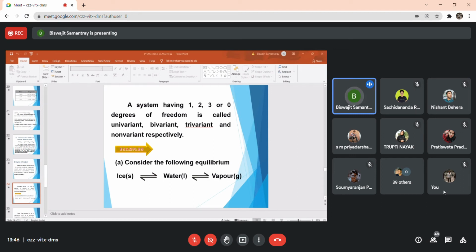Here you have ice, water, and vapor, all in equilibrium. Since all are in equilibrium, P is equal to 3, C is equal to 1, so F is equal to 0. So here I cannot vary anything. If I vary, then either you get a different temperature, or you do not get equilibrium between solid, liquid and vapor. If I take only ice and water, then what will P be?